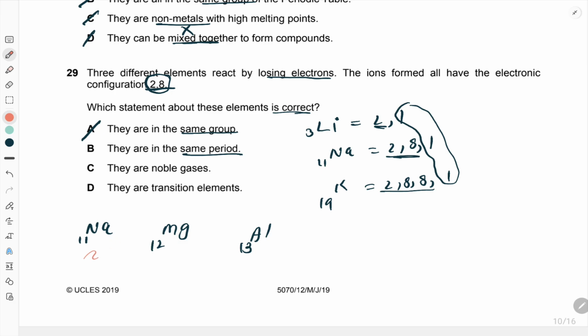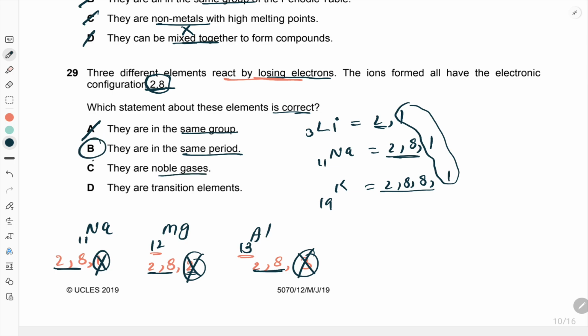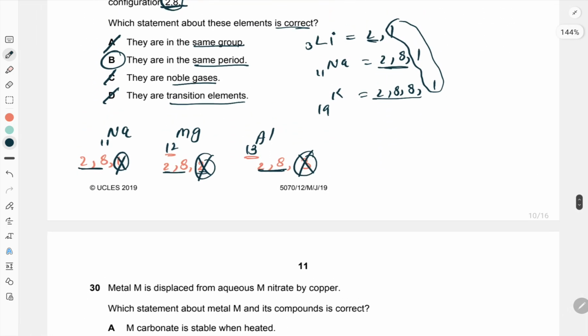So let's write their electrons first. 2,8,1, this has 2,8,2, and this would have 2,8,3. They all lose electrons. It is not written that they all lose 1 or 2 or 3. They all lose. So we know that sodium loses 1, magnesium loses 2, and aluminum loses 3. After loss of electrons, they all have the same 2,8 electrons. They are present in the same period, which means this is correct. Noble gases do not lose, and transition metals form variable oxidation states. So B is the correct answer.